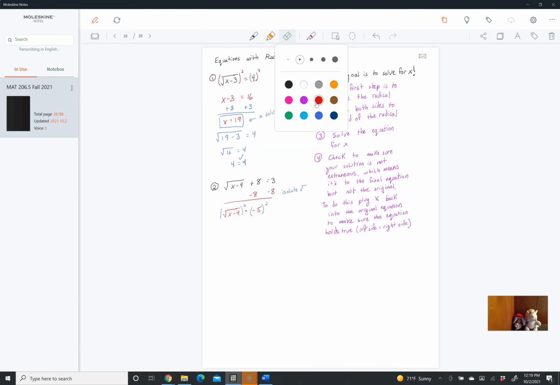So that's going to give us x minus 4 is equal to 25. Okay, so we squared both sides to get rid of the radical. Now we solve the equation for x. Add 4 to both sides.